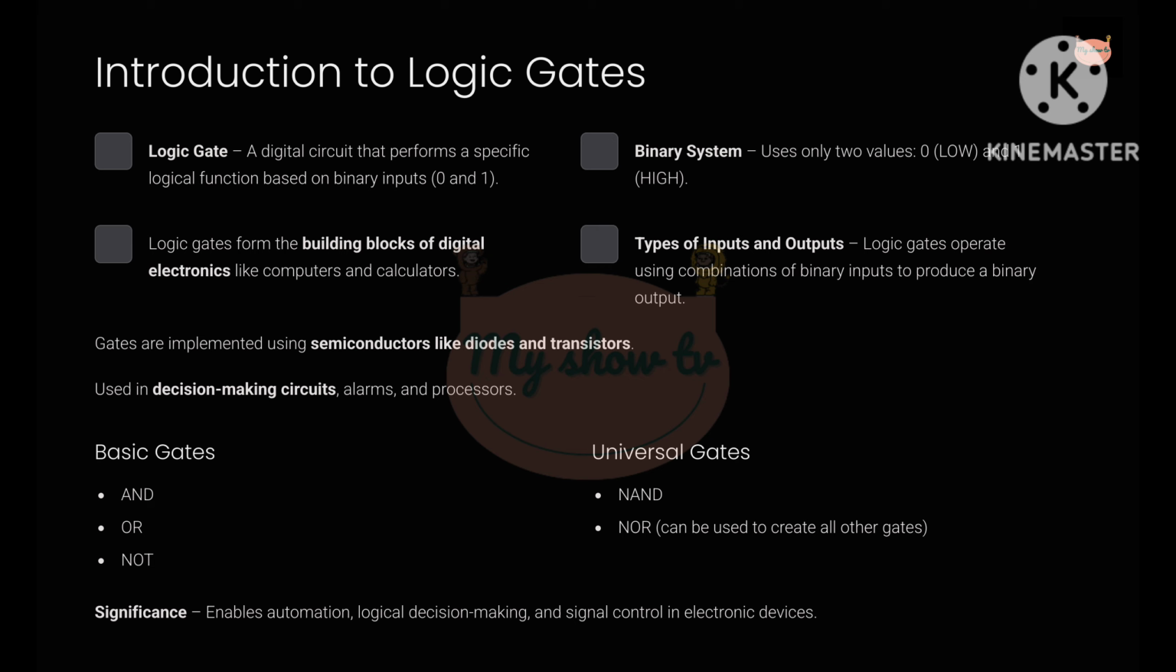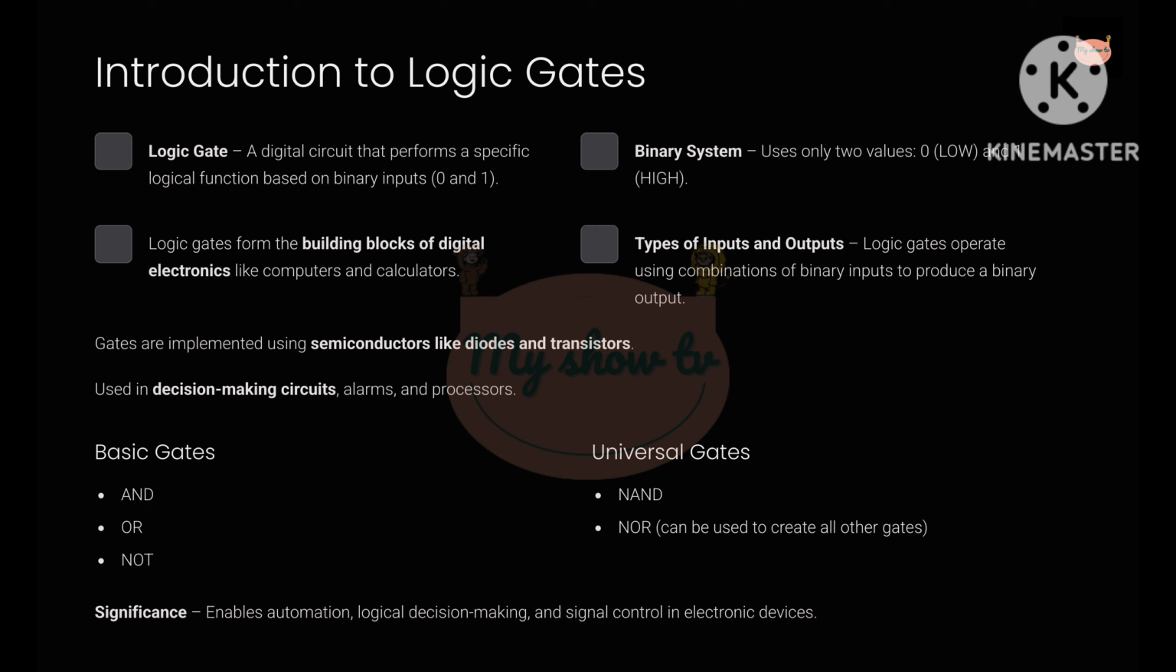Logic gates are essential in digital devices like calculators, computers, and embedded systems. Each logic gate represents a basic logical function. For example, the AND gate performs logical multiplication, while the OR gate performs logical addition.